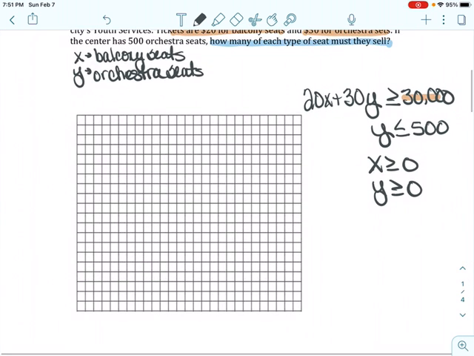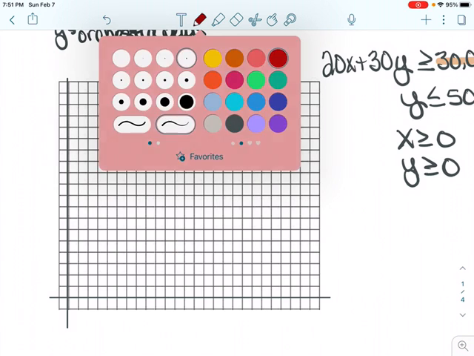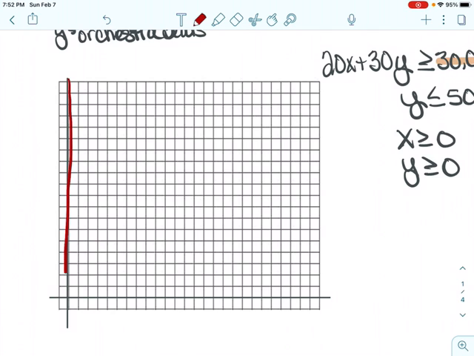Okay, so let's graph. Notice that I didn't give you a coordinate plane here. I gave you a grid. That's because we're only talking about positive values, which means we only need quadrant 1. So we're going to create our own coordinate plane. Here that is. So we're going to draw our x-axis and our y-axis. I'm just going to highlight these in red, to show that we are going to have positive x's and positive y's.